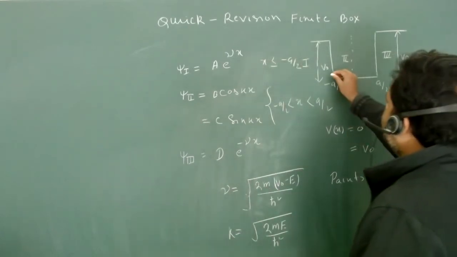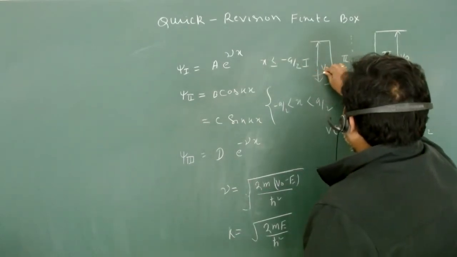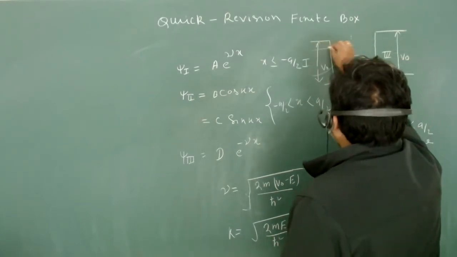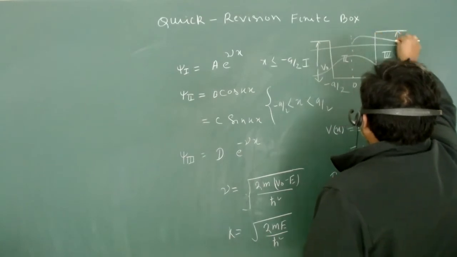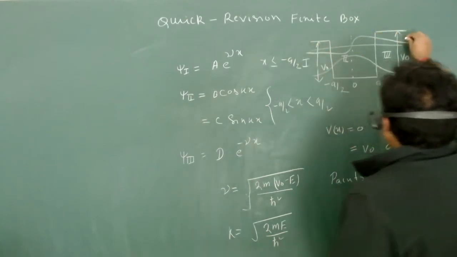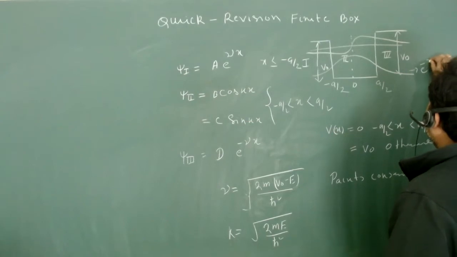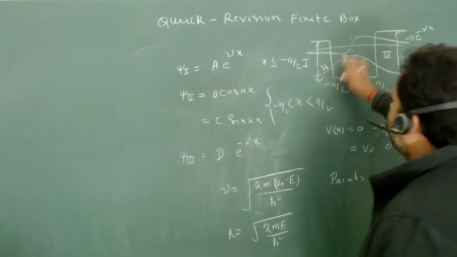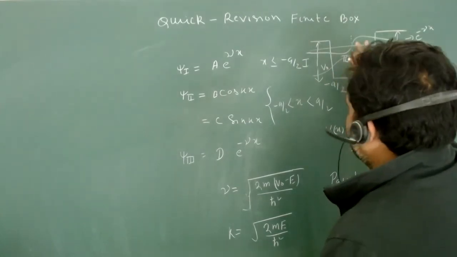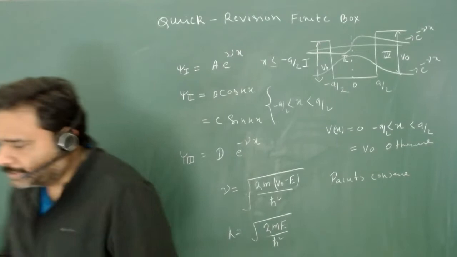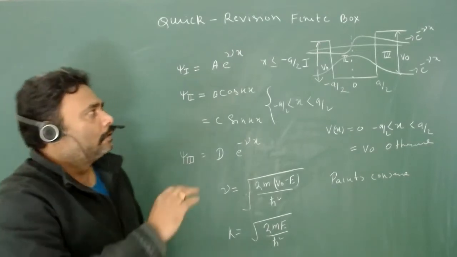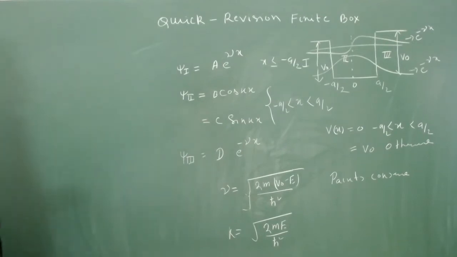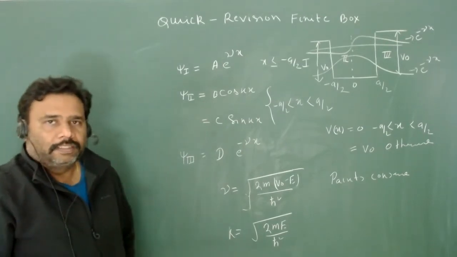We can see that the ground state wave function will have a cos function. The first excited state wave function will have a sine function, and here we have e to the power minus gamma x, and here also e to the power minus gamma x. So this is the odd and even function. If the ground state function is even, the first excited state is odd, and so on. This problem can be easily solved with the graphical method.